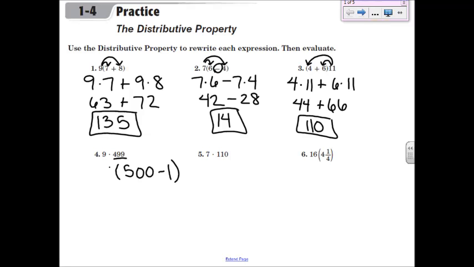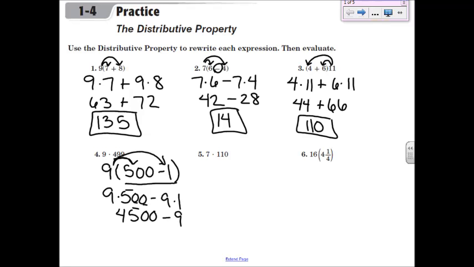I can put it in place. So I have 9 times 499, but my 499 is written as 500 minus 1. 9 times 500 minus 9 times 1. 9 times 500, 9 times 5 is 45. And then I have 2 zeros after that because I have 2 zeros in the 500. And then minus 9. 9 times 1 is 9. So I have 4,500 minus 9 is 4,491.